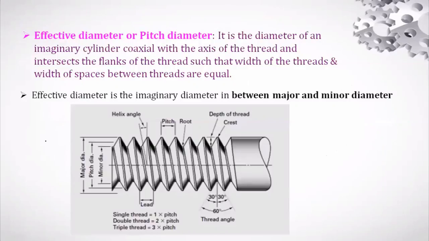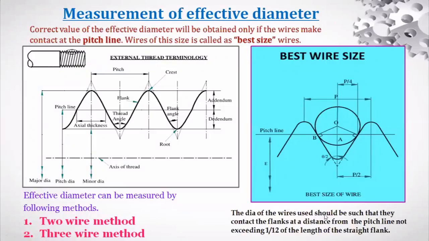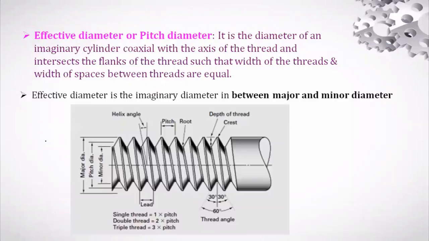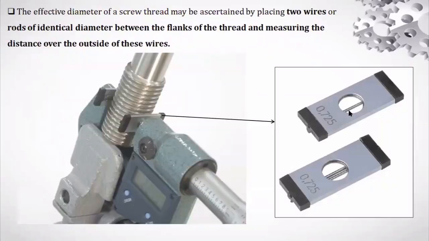This condition: the diameter of the wire should be such that they contact the flank at a distance from the pitch line not exceeding 1/12 of the length of the straight flank. That is the selection criterion. They are going to place it and they can measure even on the handheld micrometer also, right?